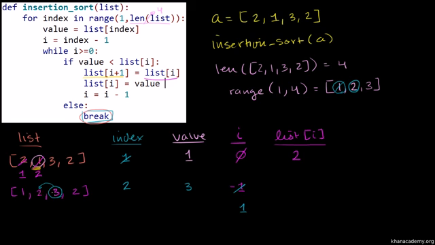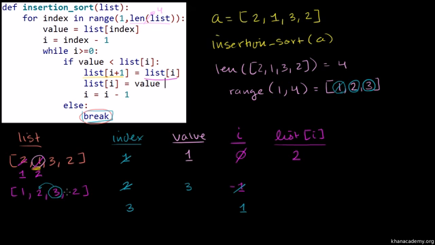So if 3 is not less than 2, it's definitely not going to be less than anything to the left of it. And so we're done. We leave it the way it is. And so then we break out, and then we go to the next iteration of the for loop. So now index is going to be the next item here. It is now going to be equal to 3, the next item in this list generated by this expression. Index is now going to be 3.